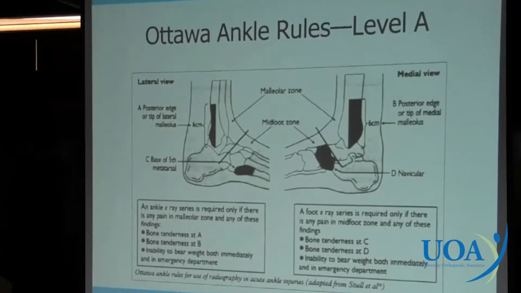And then as far as foot tenderness goes, if you're tender over the base of the fifth metatarsal, or if you have bony tenderness over the navicular medially, and again, you're unable to bear weight on it right after the injury, then that's someone else who should also probably get an x-ray.